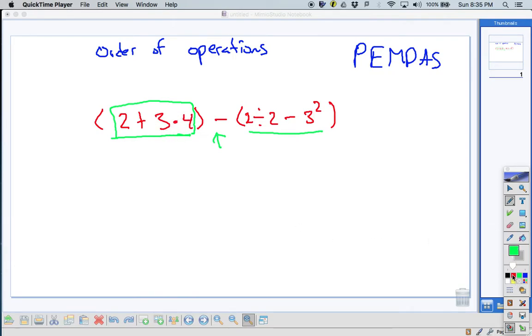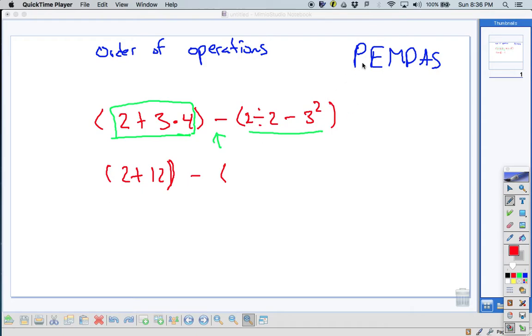So I'm going to go ahead and rewrite this problem as 2 plus, and now let's do that multiply. 3 times 4 is 12. Okay, this is called simplifying. So we're following the order of PEMDAS, and we've taken care of this multiply problem. And remember, we said we had to do this last because I've got to do the parentheses first. But while we're working on this side, let's also rewrite this side.